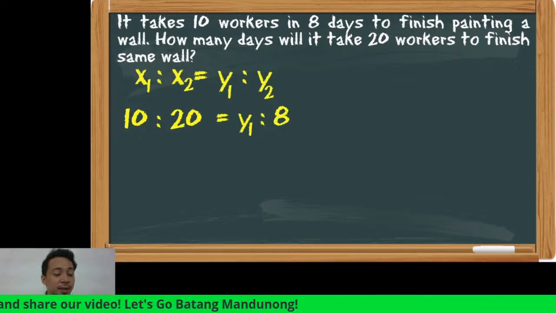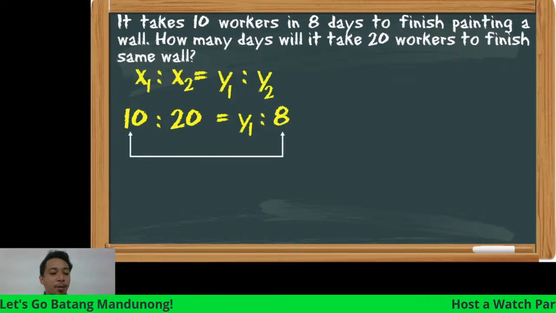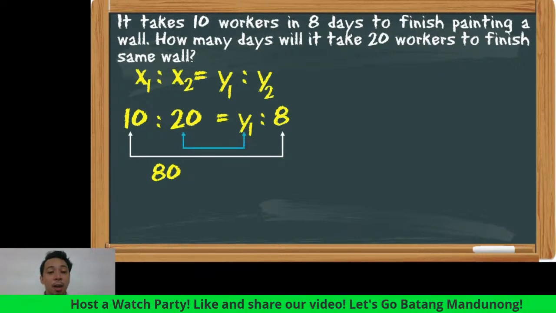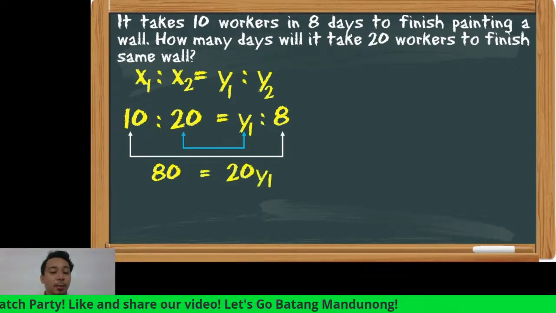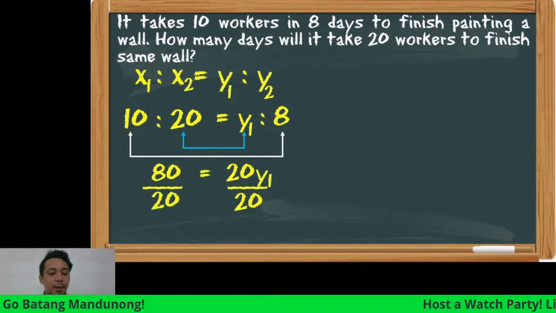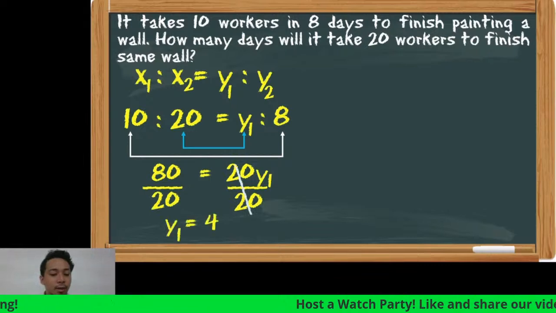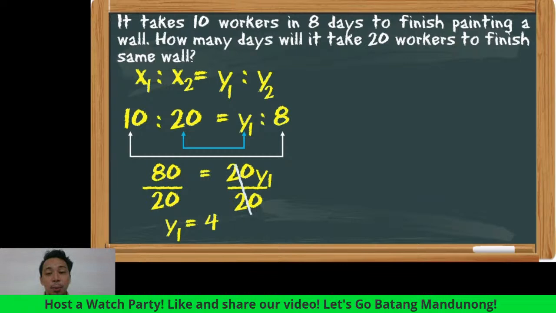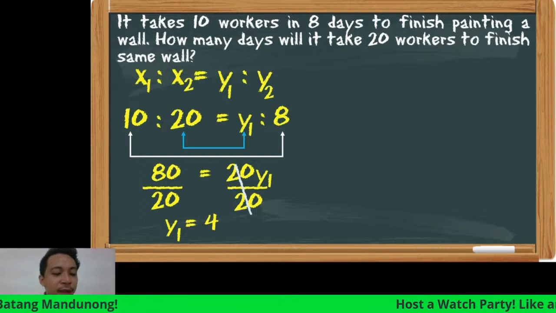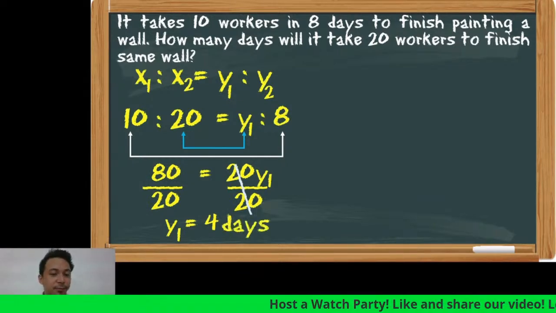Using the extremes and the means to solve for the y sub 1, we'll have 10 times 8, that is 80. Then we have 20 multiplied by y sub 1, that is 20 y sub 1. Divide both sides by 20. So 20 divided by 20, that is y sub 1. And 80 divided by 20, that is 4. So y sub 1 equals 4. So if we increase the workers to 20, they will finish painting the wall in 4 days.